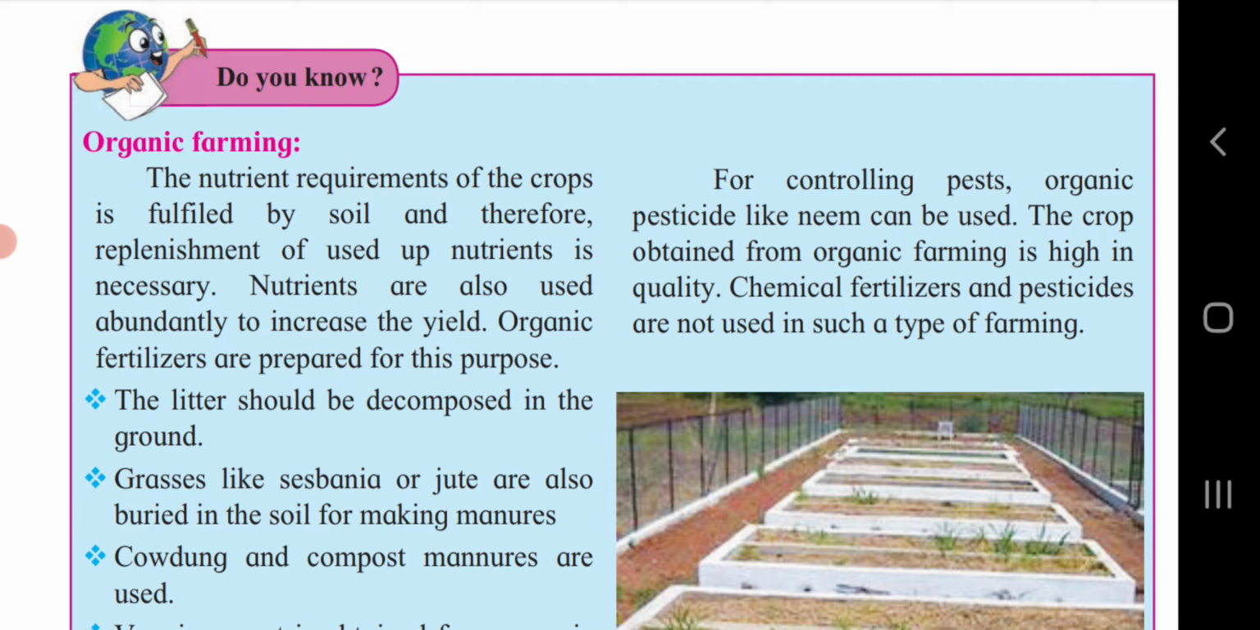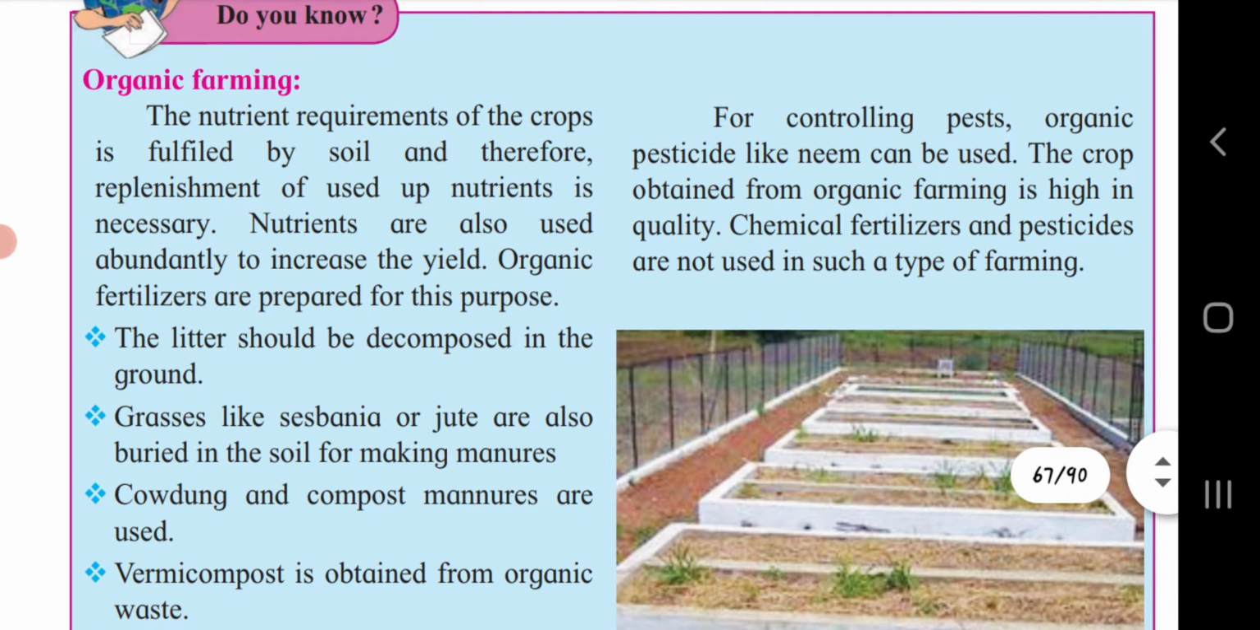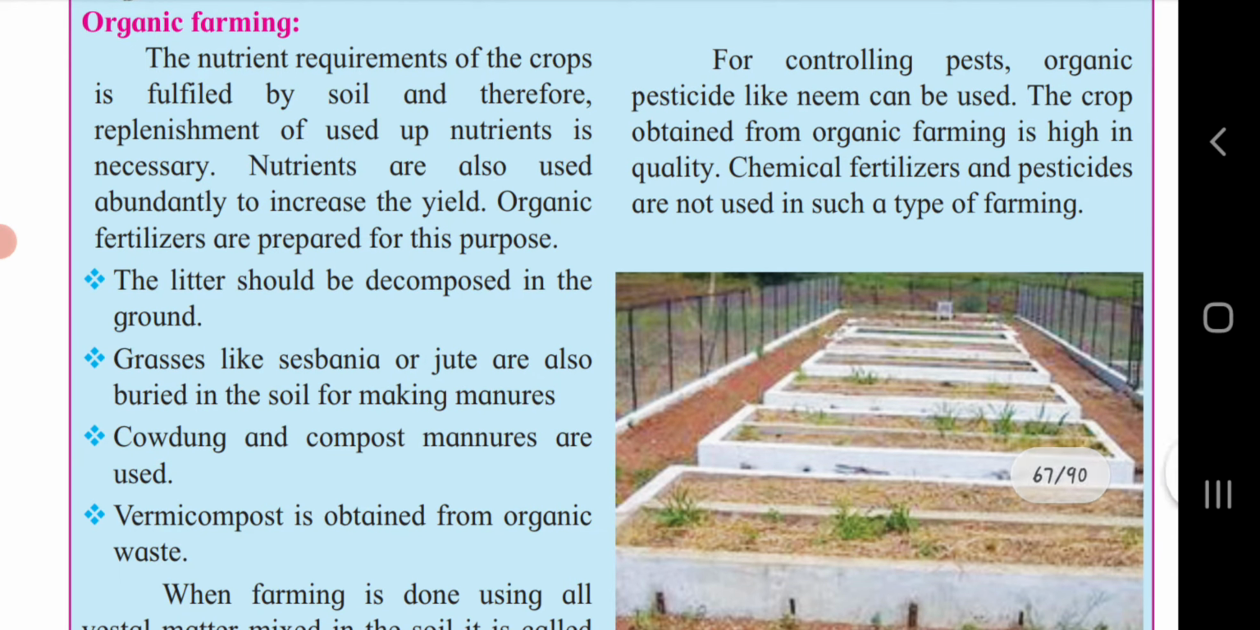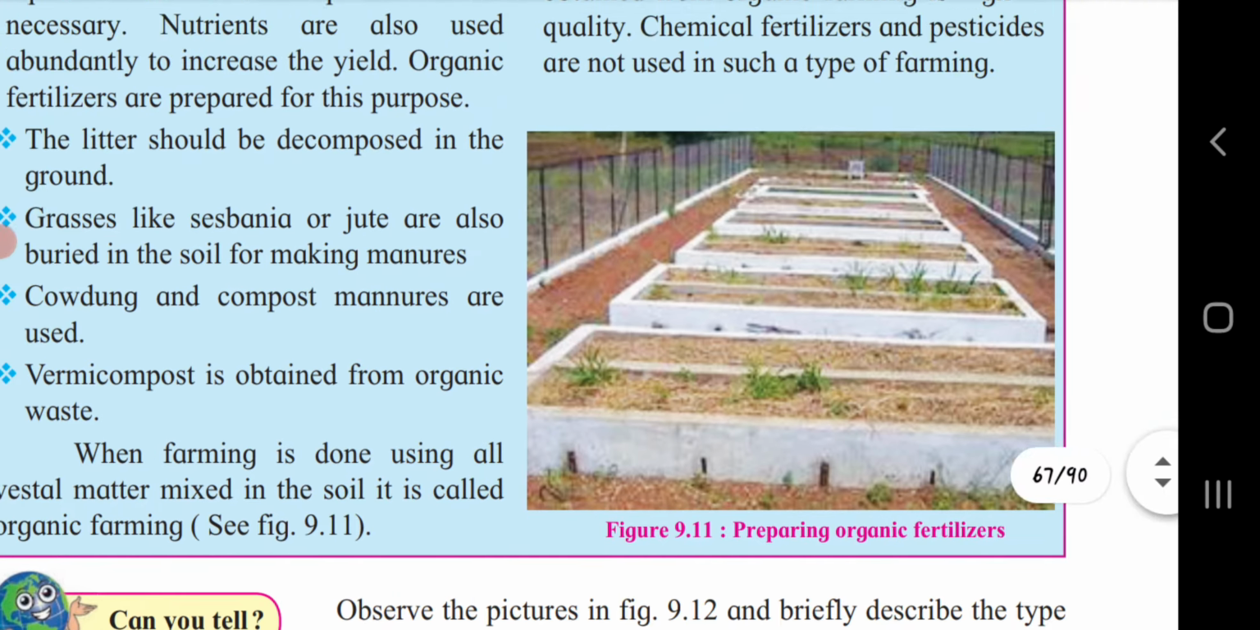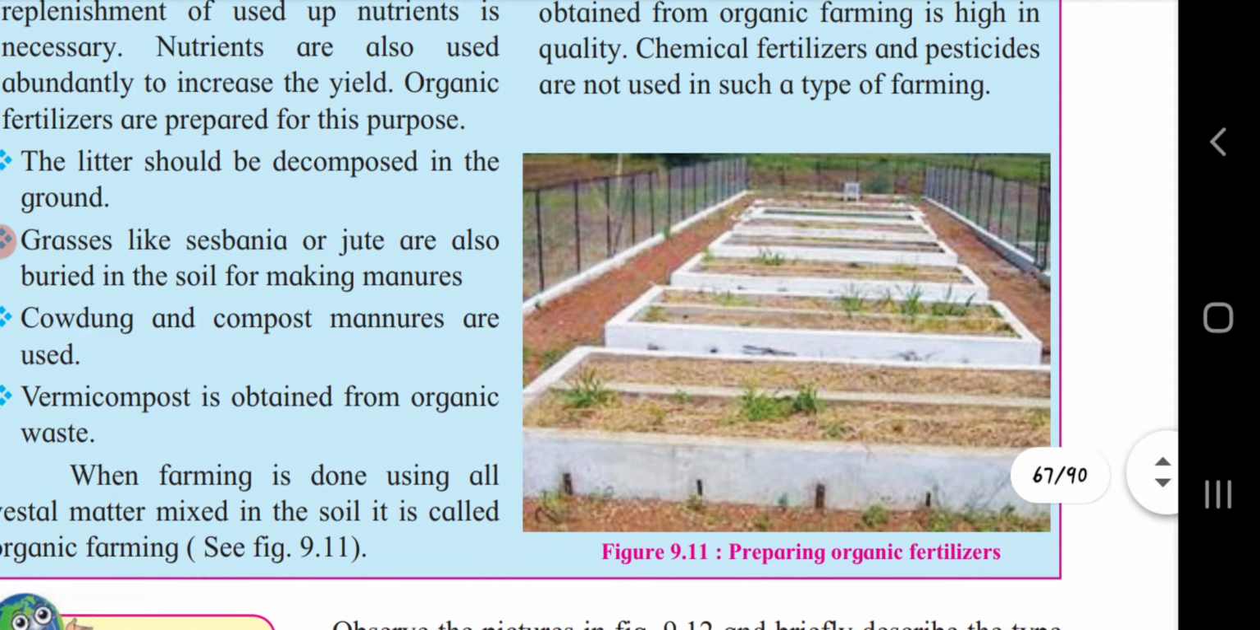Plants like Sesbania or jute are also buried in the soil for making manure. Cow dung and compost manures are used. Vermicompost is obtained from organic waste. When farming is done using all vegetable matter mixed in the soil, it is called organic farming. You can see this picture 9.11. You can see preparing organic fertilizers.